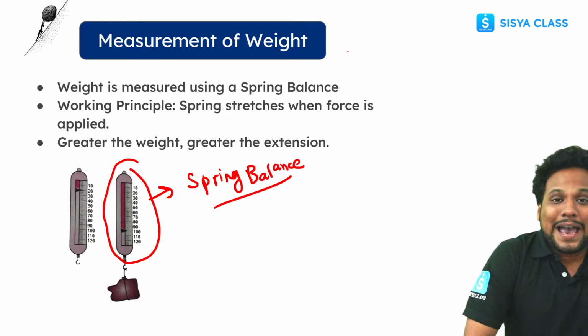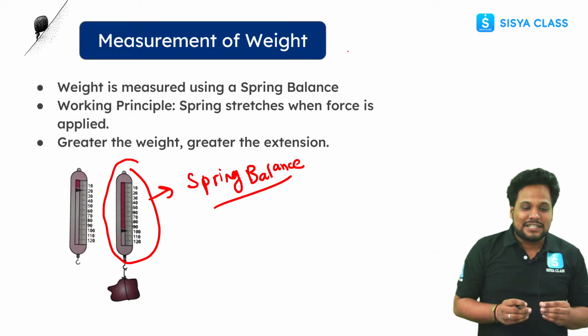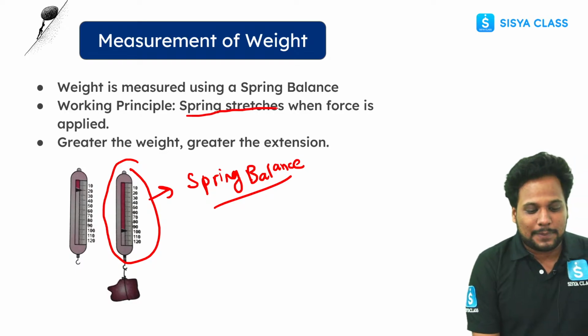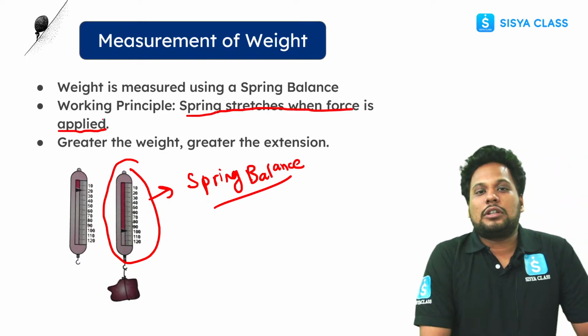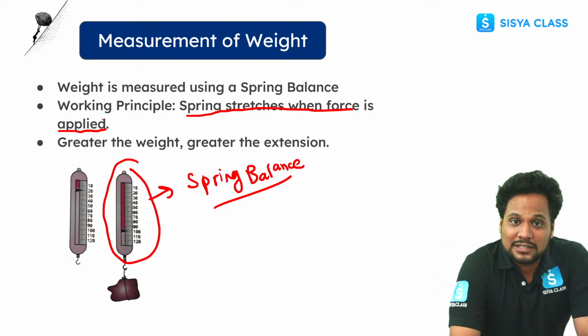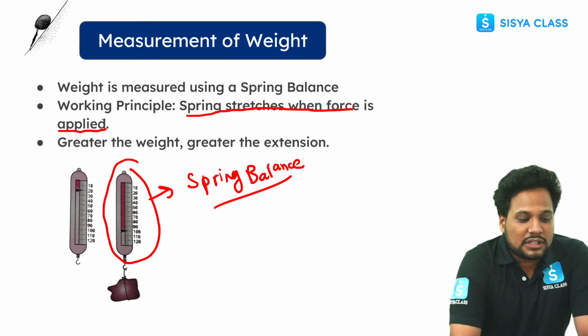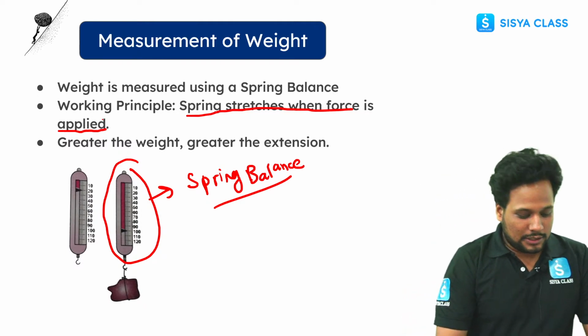So the spring balance works on the principle that a spring stretches when force is applied. The greater the weight of the object, the greater will be the extension of the spring balance. This is clear?